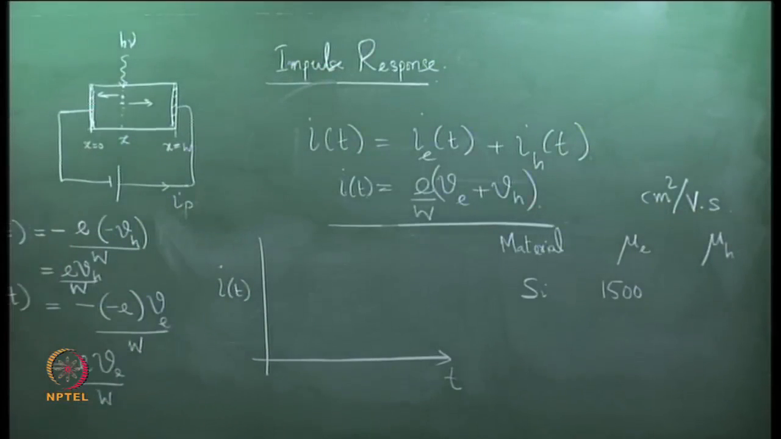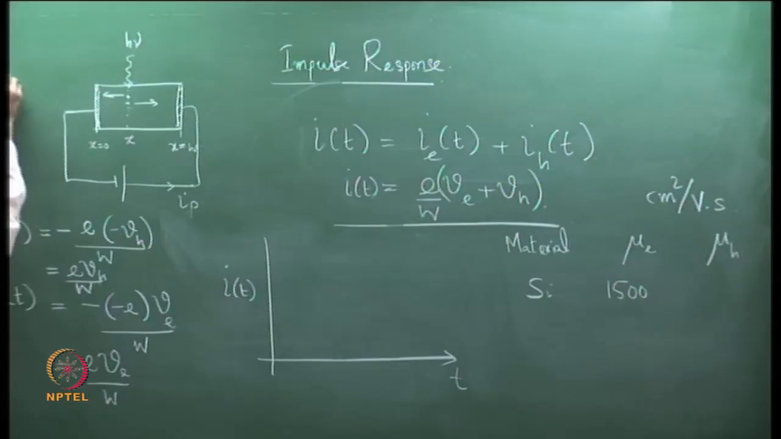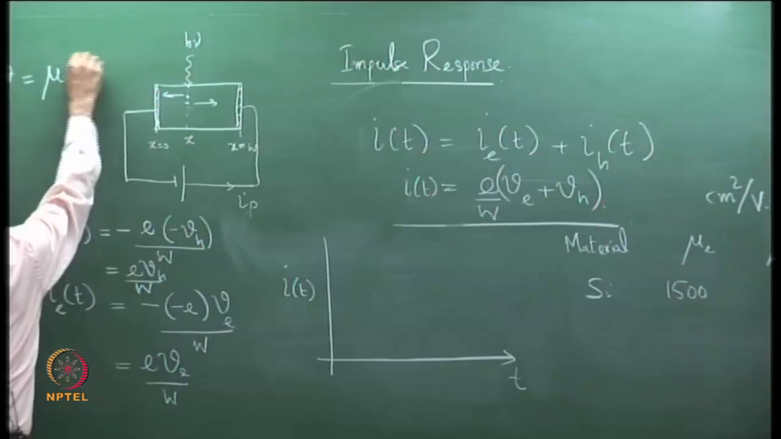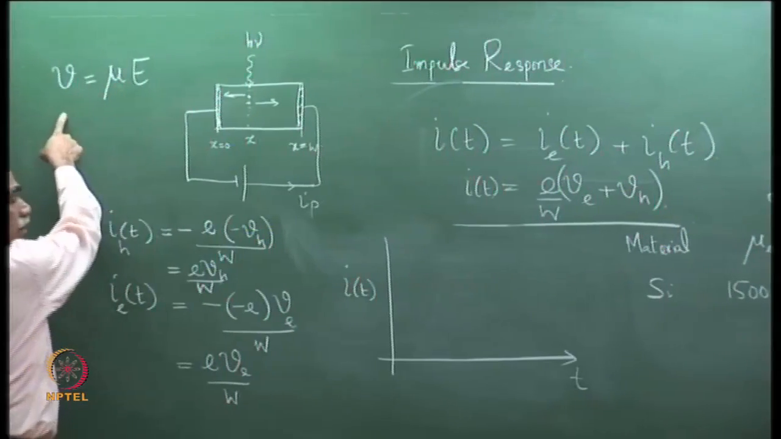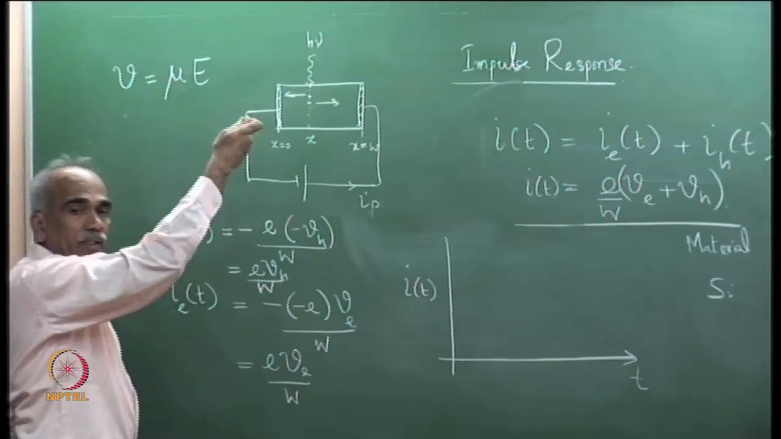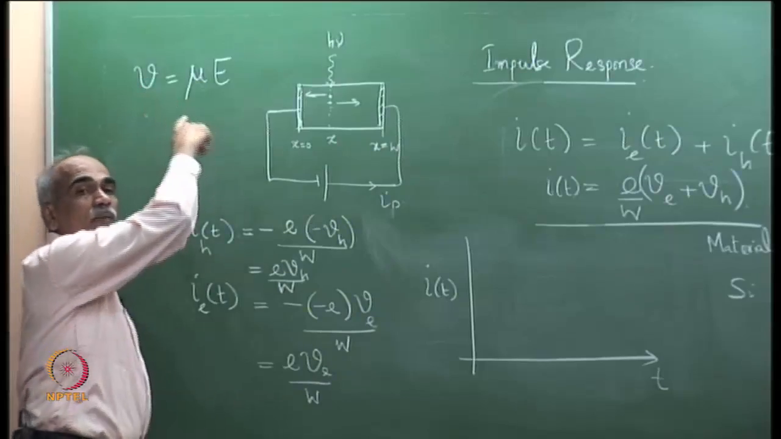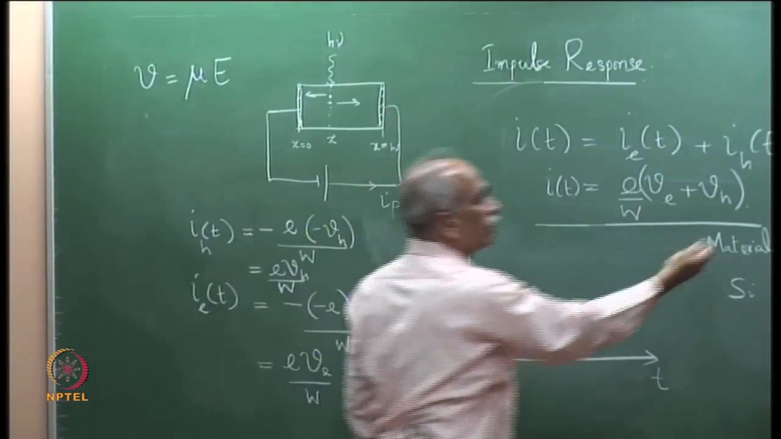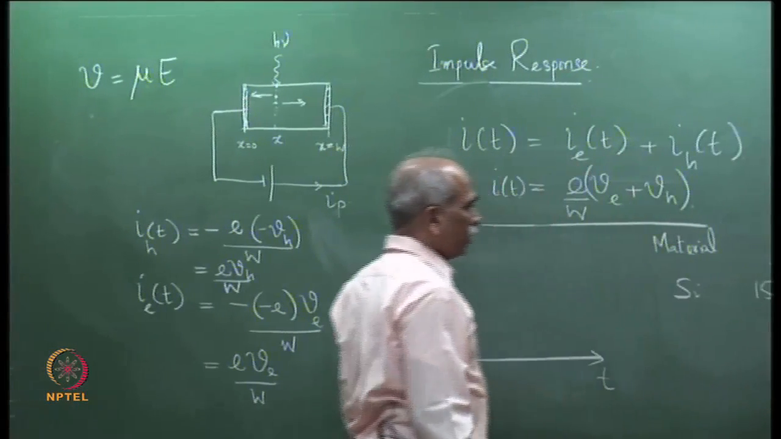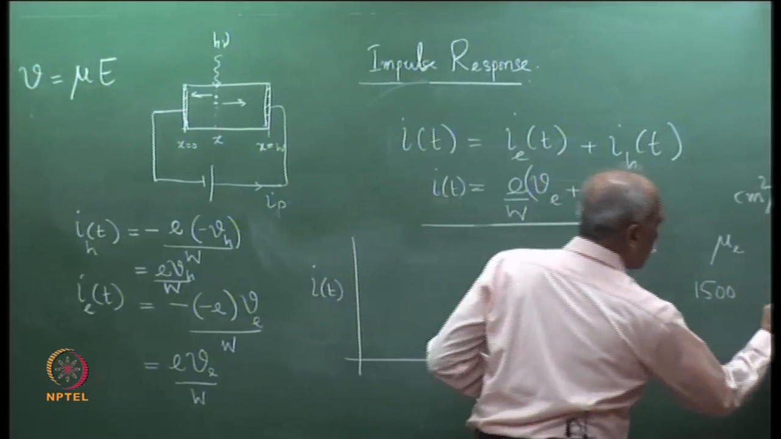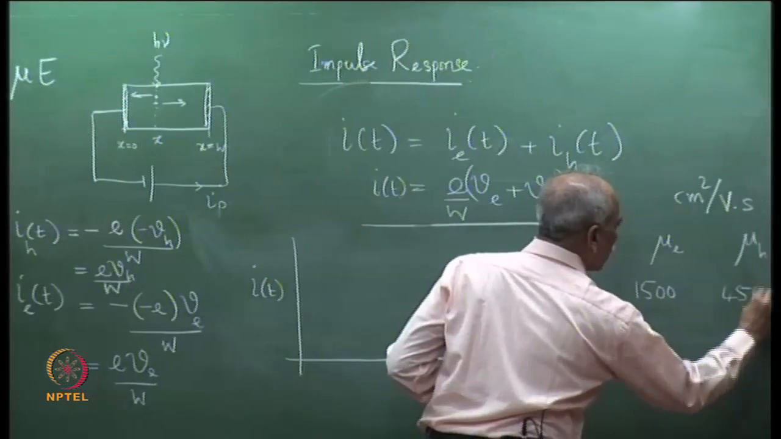You can get it from here. V is equal to mu into E. So, mu is equal to V by E. E is volt per centimeter and this is centimeter per second. So, you will get centimeter square by volt second. So, this is 1500 and this is 450.